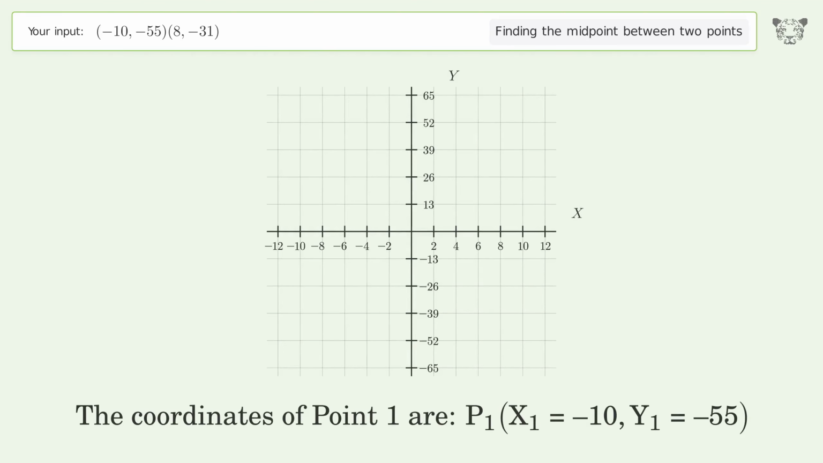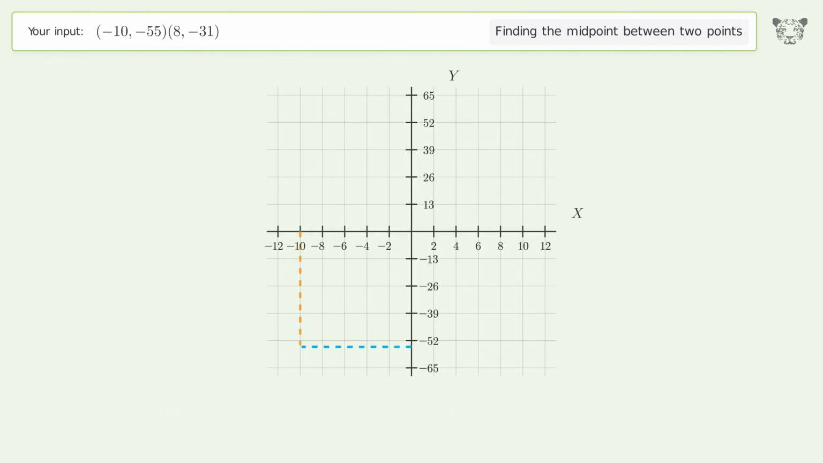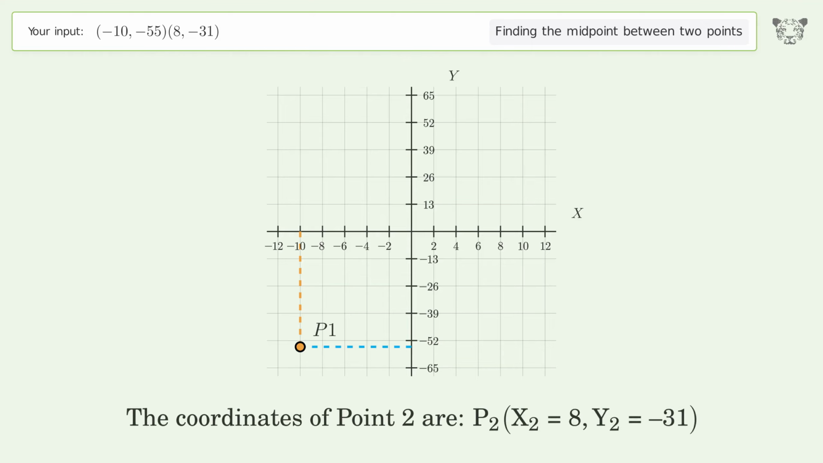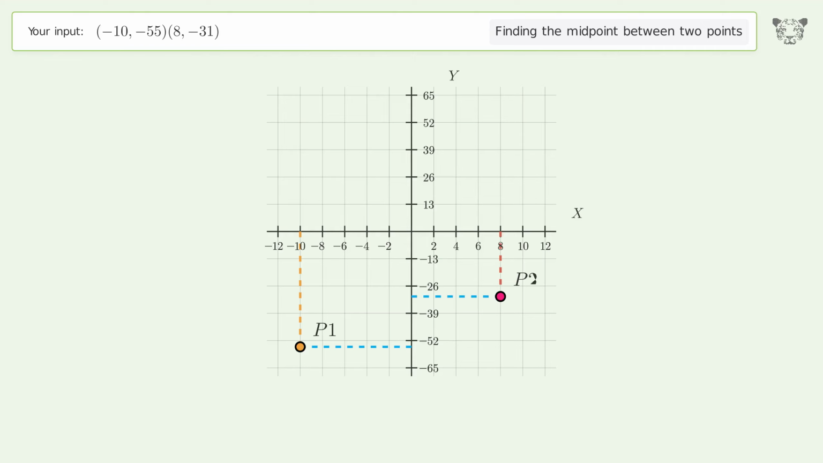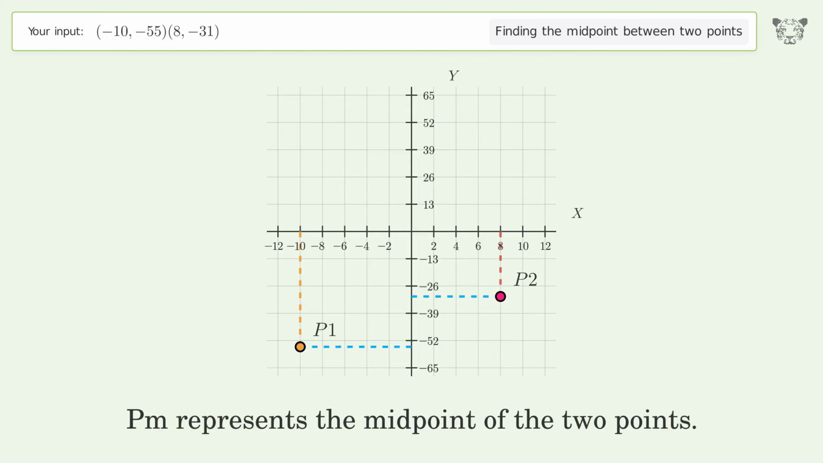The coordinates of point 1 are x1 equals -10, y1 equals -55. The coordinates of point 2 are x2 equals 8, y2 equals -31. PM represents the midpoint of the 2 points.